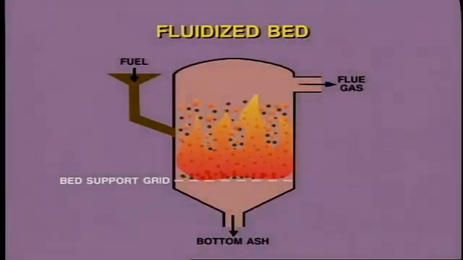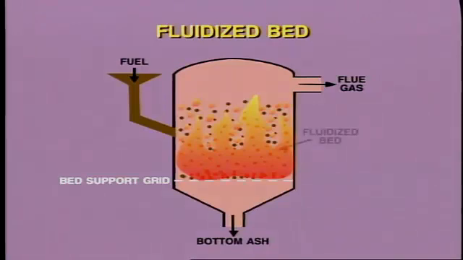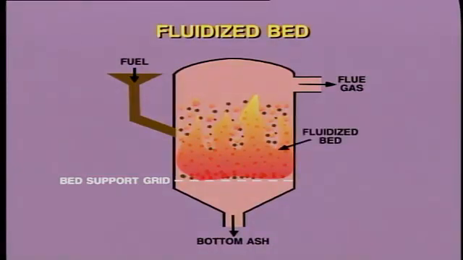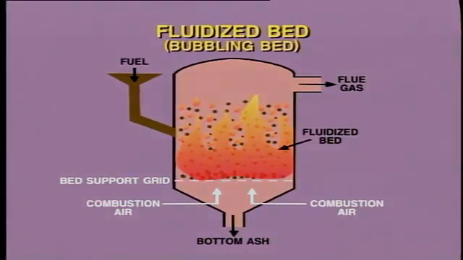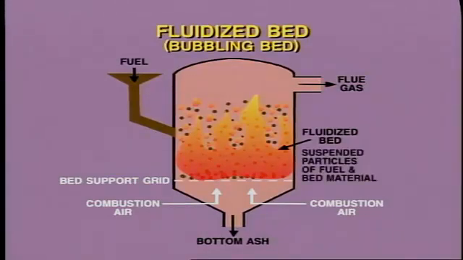These different categories actually represent different degrees of sophistication and efficiency of the unit, but they all rely upon the same principle. Combustion takes place in a bed floating on the combustion air, which is fed up through the bottom of the furnace. This is often known as a bubbling bed. Particles of fuel and bed material, sand or fine gravel, are suspended in the air and gas stream, almost resembling a fluid, hence the name.